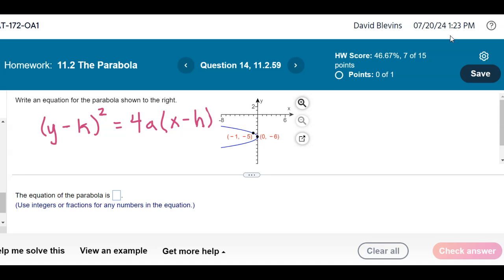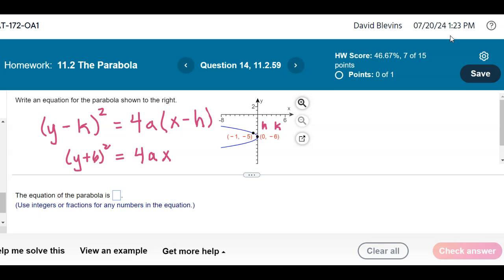Now the k and the h determine our vertex. So you can see here h is 0 and k is negative 6. So x minus h is x minus 0, which would just be x. So this is going to be 4ax. And then y minus k would be y minus negative 6. That would be y plus 6 squared.